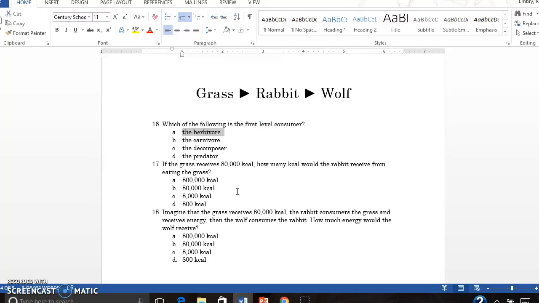At 17, if the grass receives 80,000 kilocalories, how many kilocalories would the rabbit receive after eating the grass? Well, it's 10%, so drop a 0. Your answer is going to be C, 8,000 kilocalories. At number 18, imagine that the grass receives 80,000 kilocalories. The rabbit consumes the grass and receives energy. You just talked about that here. You said it was C, 8,000 kilocalories. Then the wolf consumes the rabbit. How much energy would the wolf receive? Once again, 10% less. So we said 8,000 for the rabbit. Take away a 0, 800. So number 18 is D.